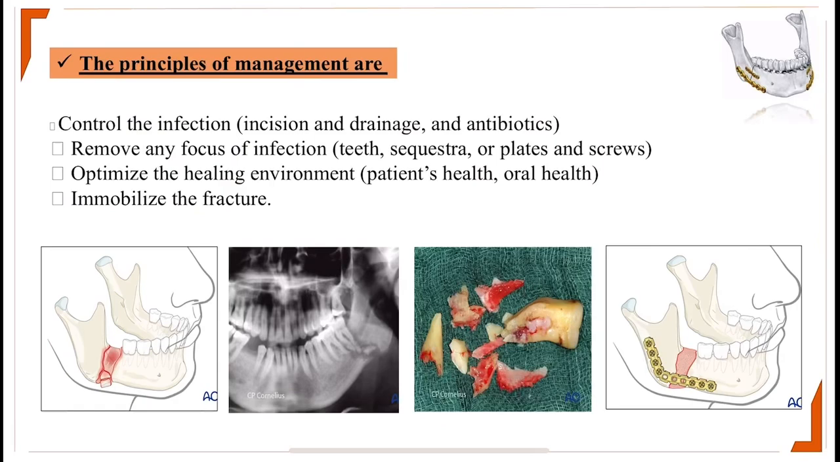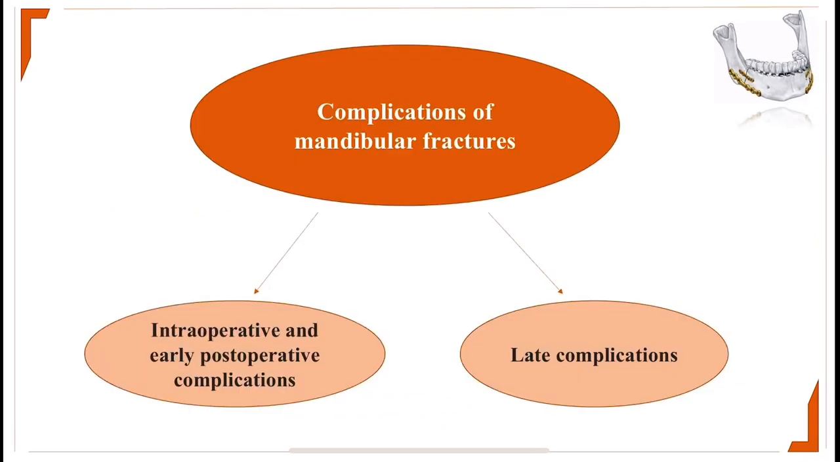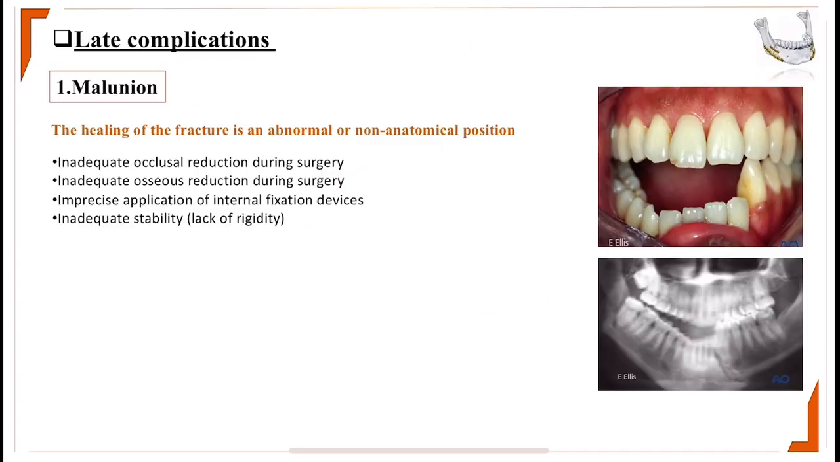The principles of management are to control the infection, incision and drainage and antibiotics, remove any focus of infection like teeth, sequestra or plate and screw, optimize the healing environment, patient health, oral health, and immobilizing the fracture. Now we will talk about the late complication, which is malunion, which means the healing of the fracture in an abnormal or non-anatomical position. It results from inadequate occlusal reduction during surgery, inadequate osseous reduction during surgery, imprecise application of internal fixation devices, and inadequate stability.